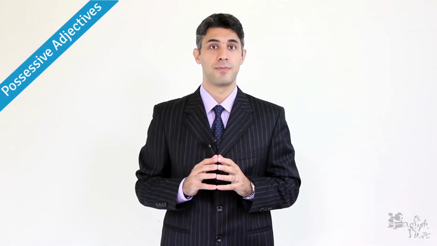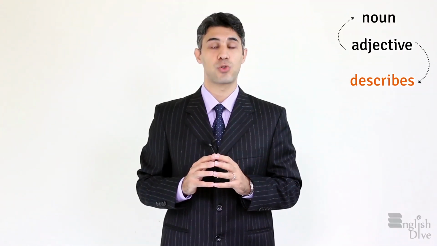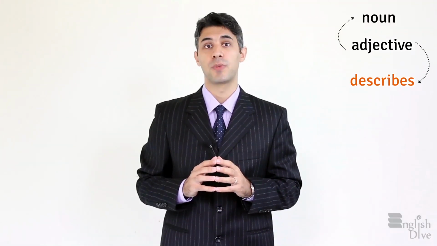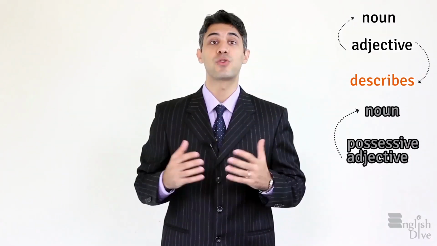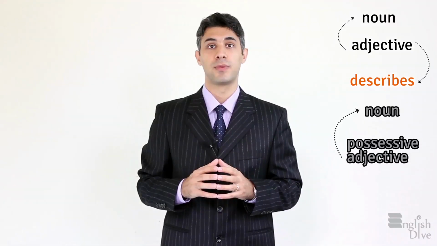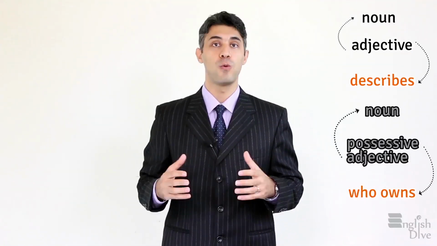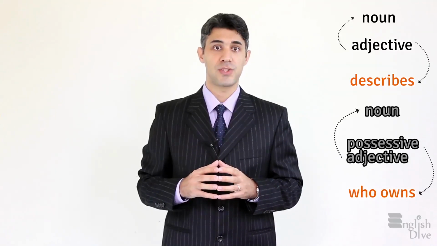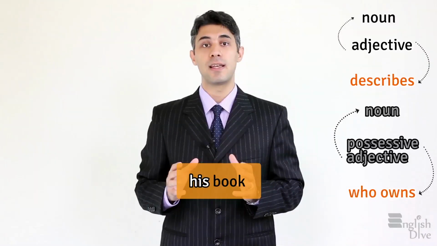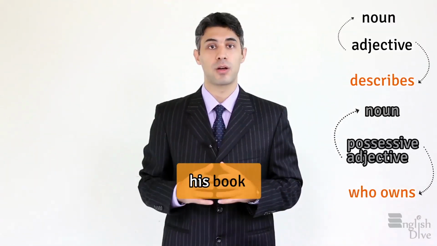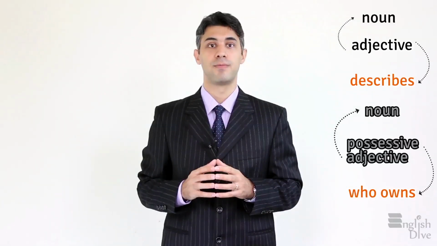Possessive adjectives. An adjective is a word that comes before a noun and describes it in some way. A possessive adjective is a word that comes before a noun and describes its possession, which means who possesses it or who owns it. For example, when we say his book, the word his is telling us who owns the book. So, his is a possessive adjective.